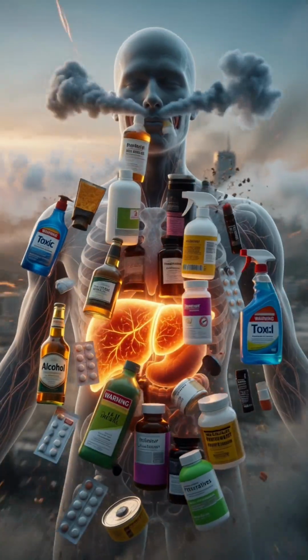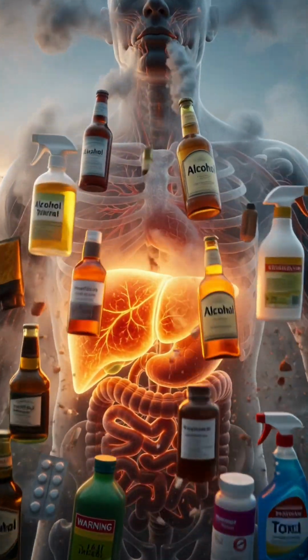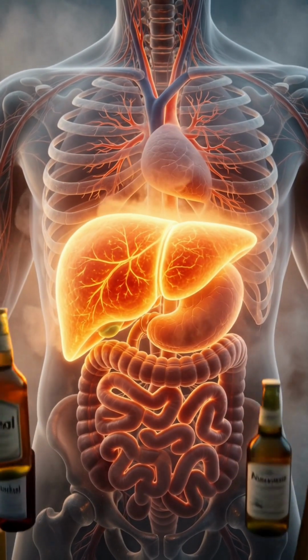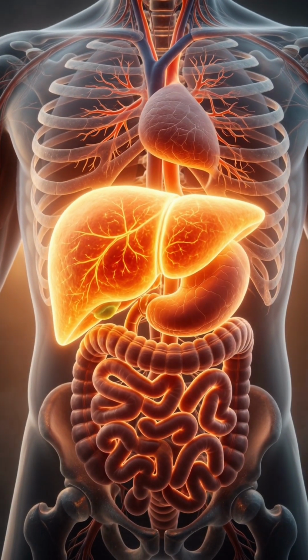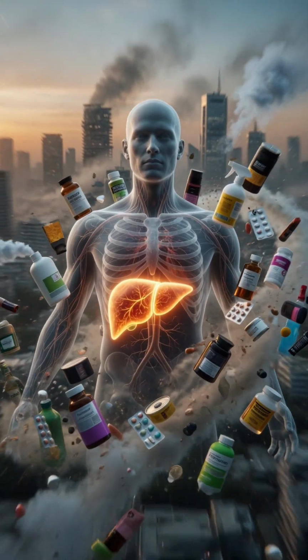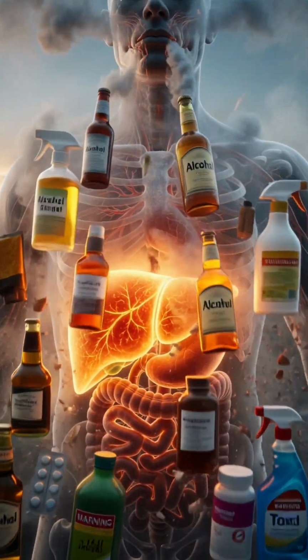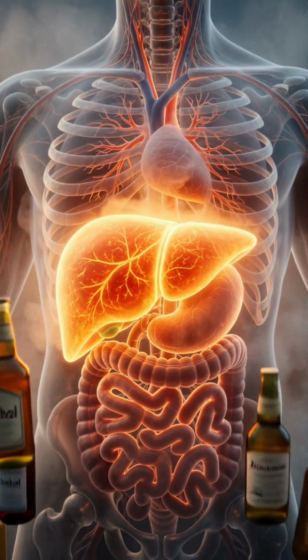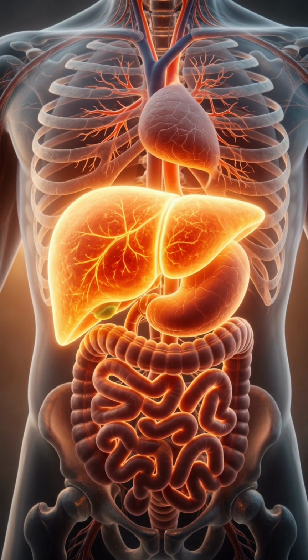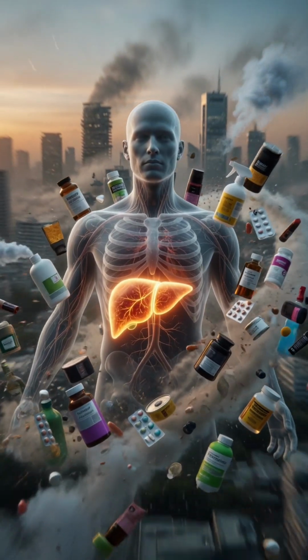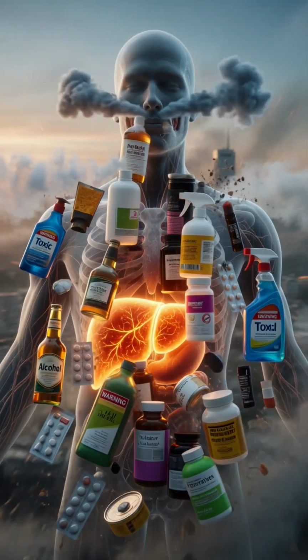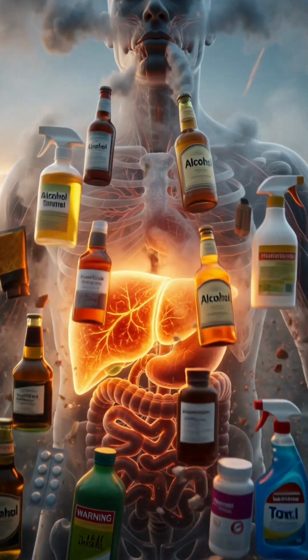When you look at this animation, you can see dangerous chemicals, pesticides, smoke, alcohol bottles, medicine, industrial toxins, and polluted air all rushing towards your body. You will also be able to see how the liver transforms these dangerous toxins into harmless water-soluble molecules flowing towards the kidney.